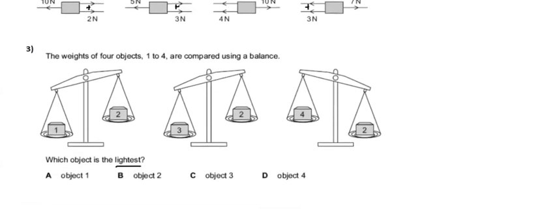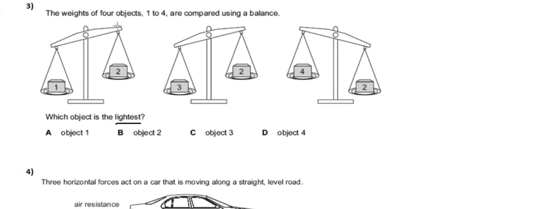Now question number 3. The weights of 4 objects, 1 to 4, are compared using a balance. Which object is the lightest? You can see here 3 balances, and the weights are kept on the pans. Here is the importance of the moment formula. I'll write down the moment formula. We know that moment is equal to force multiplied by the perpendicular distance. That is the formula of the moment.